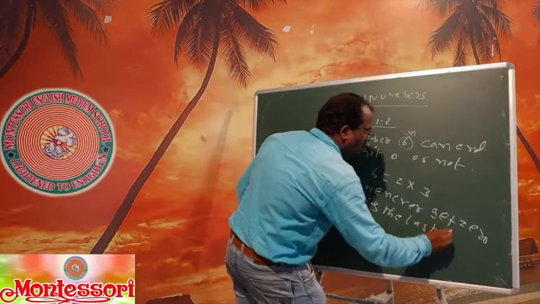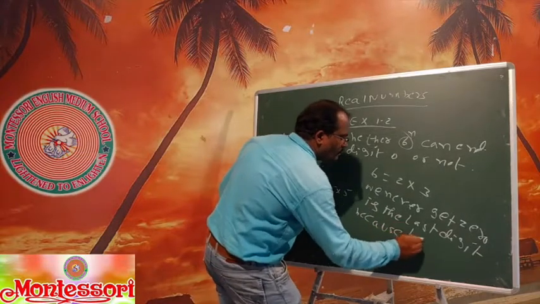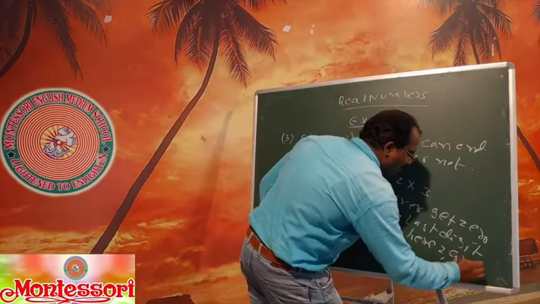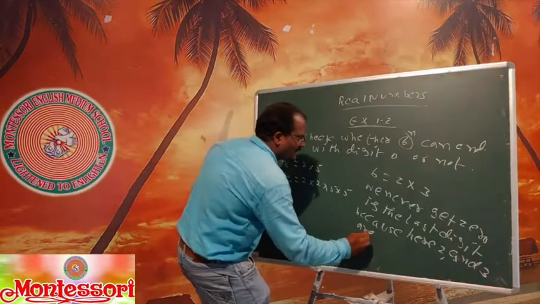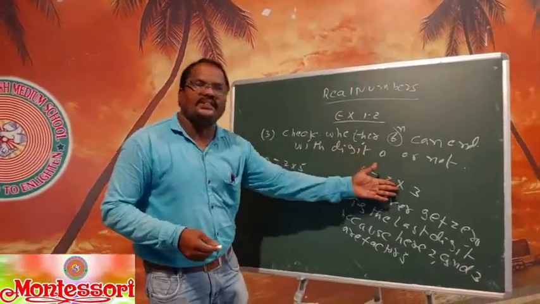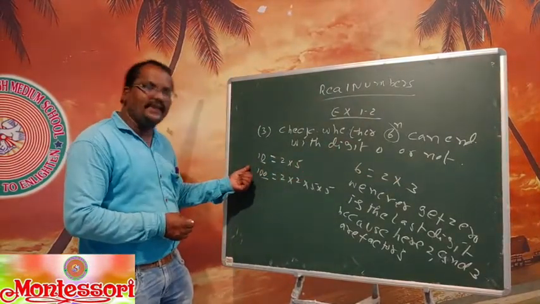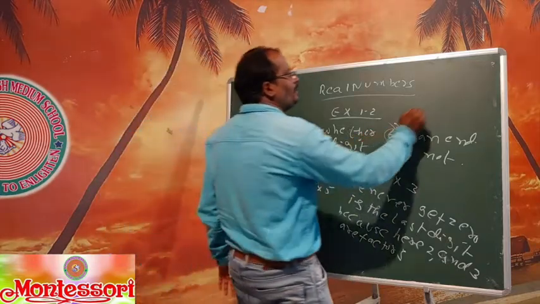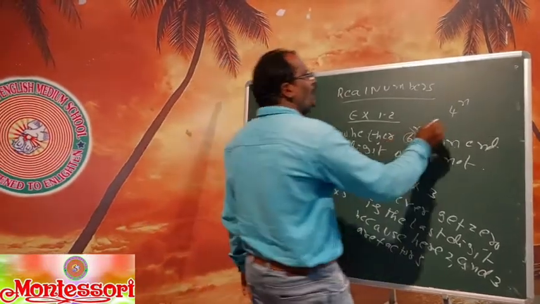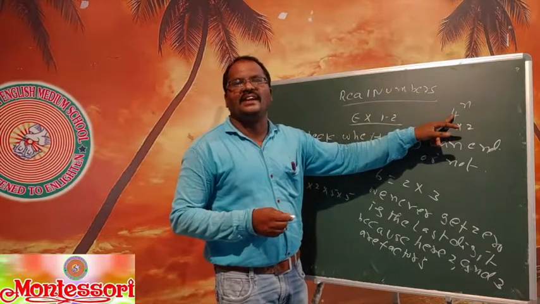Because here 2 and 3 are the factors. But what is the requirement? 2 and 5. Here 5 is not there. Whenever 5 is there along with 2, the last digit is 0. For example, one more number: 4 power n. How do we write 4? 2 into 2. Here also there is no 5, so here also you will not get the last digit 0.